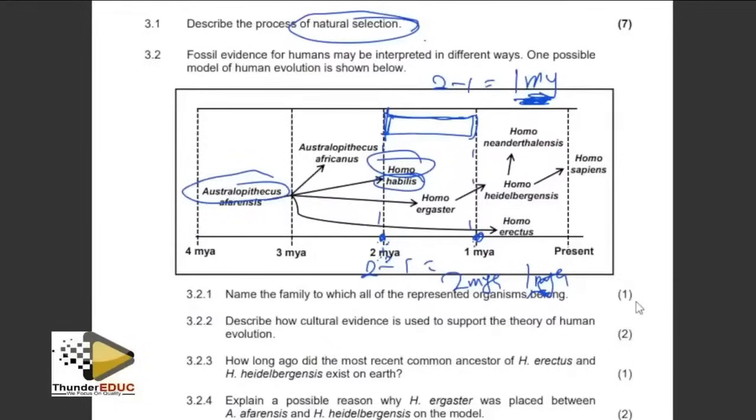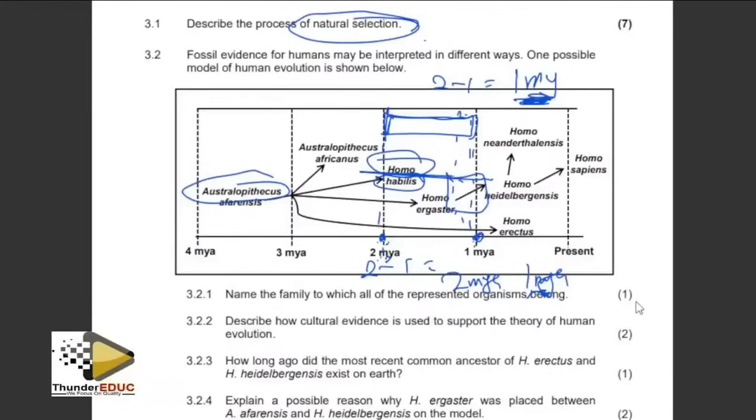Then, which species competed for resources? In this case, you'll find out that if this species and this species exist at the same time, if you draw a line like this, you see that this one and this one touch each other. It means that they exist at the same time. It means that they competed for resources. So maybe you'll say Homo ergaster and Homo habilis. It depends on the species which existed at the same time. But it must have a line where they touch each other.